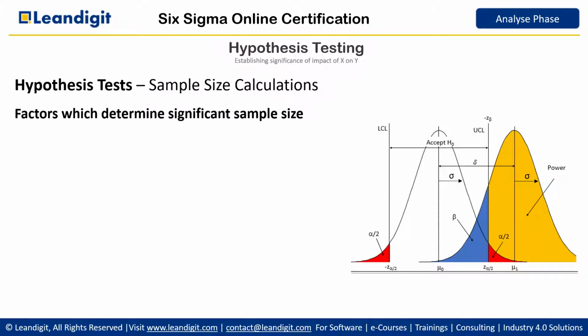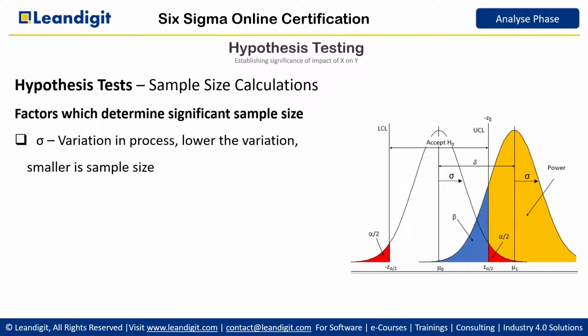The factors on which this sample size depends are, first, the standard deviation of the process, which is the variation in the process. Lower the variation, smaller the sample size. Practically, if sigma is small, we will have very high process capability. So if the process capability is high, we can do several trials at a very small sample size. Therefore, we should design a process with low standard deviations.